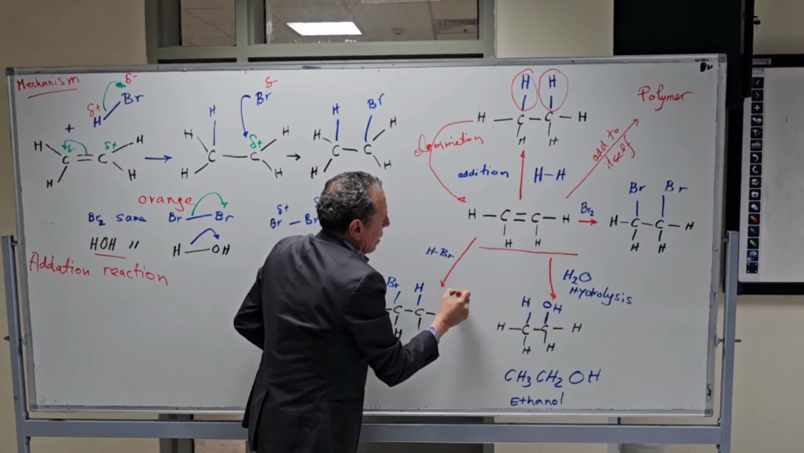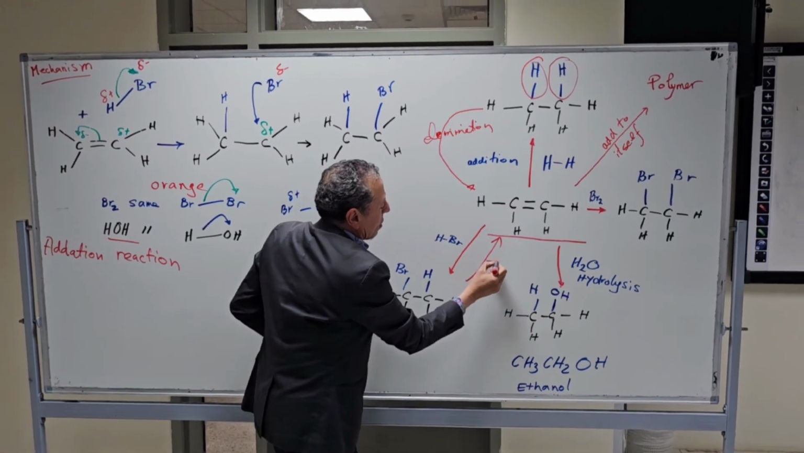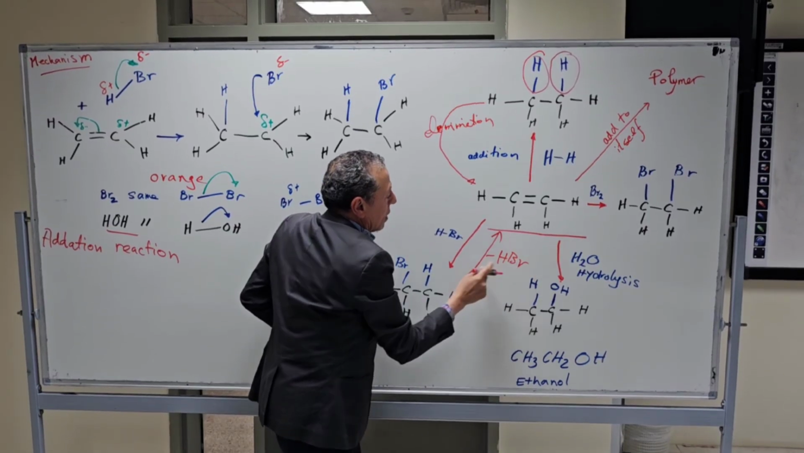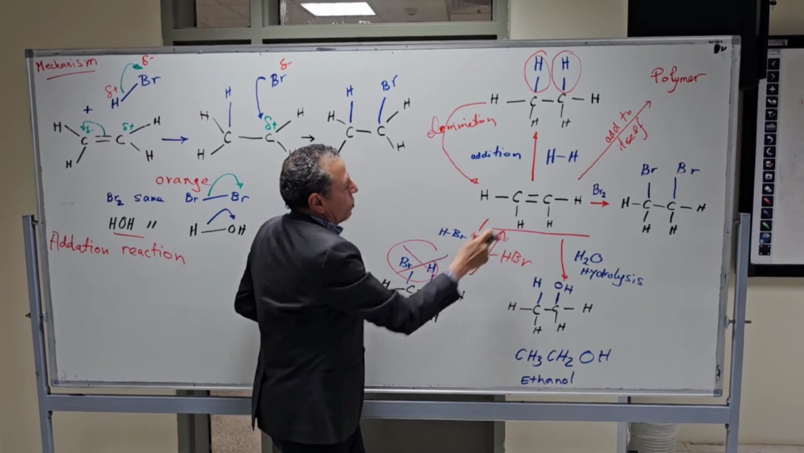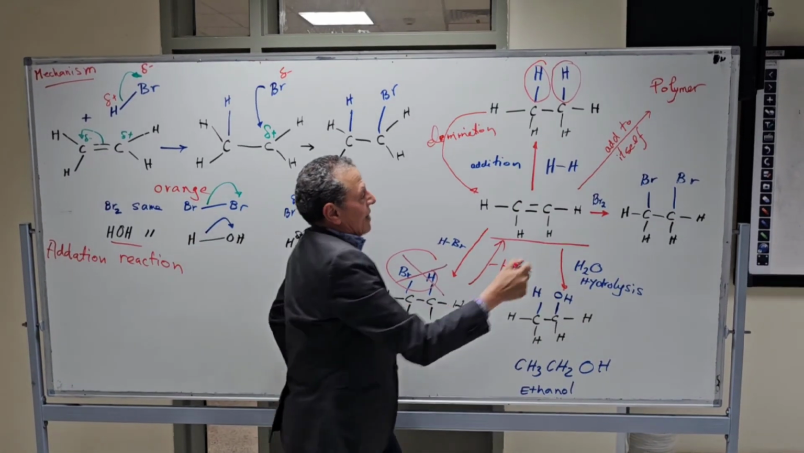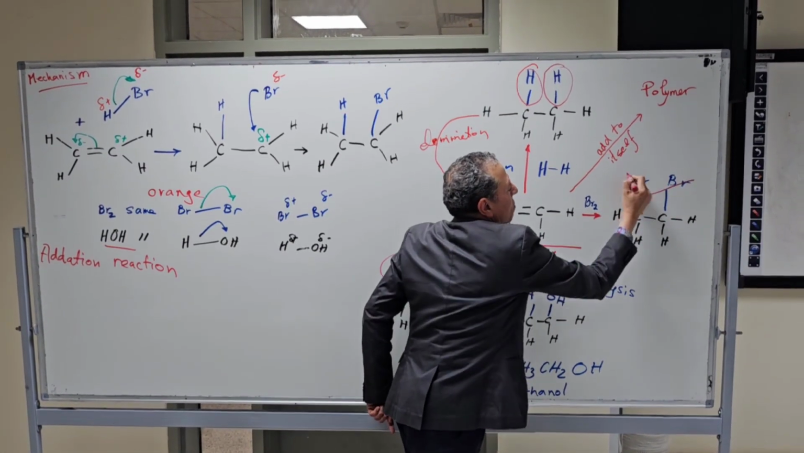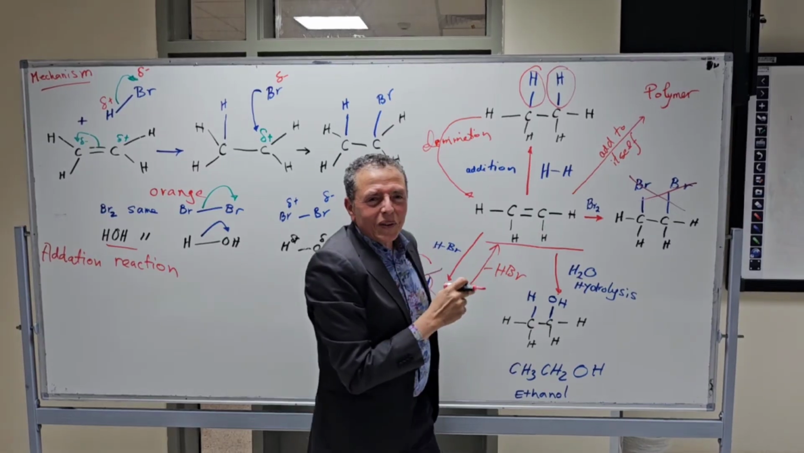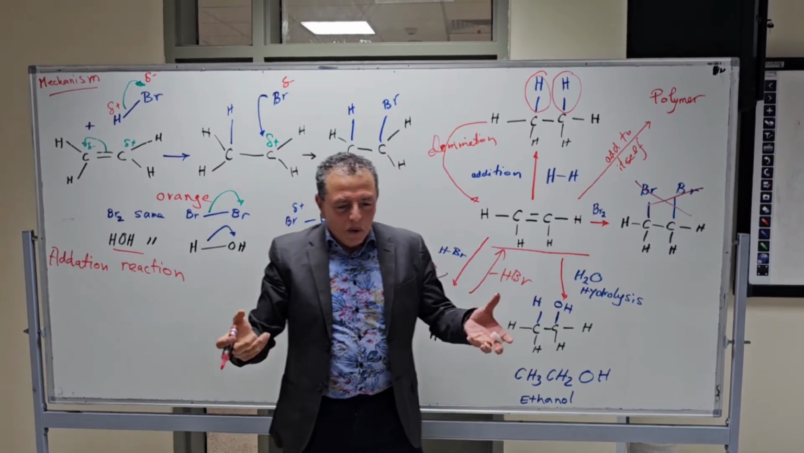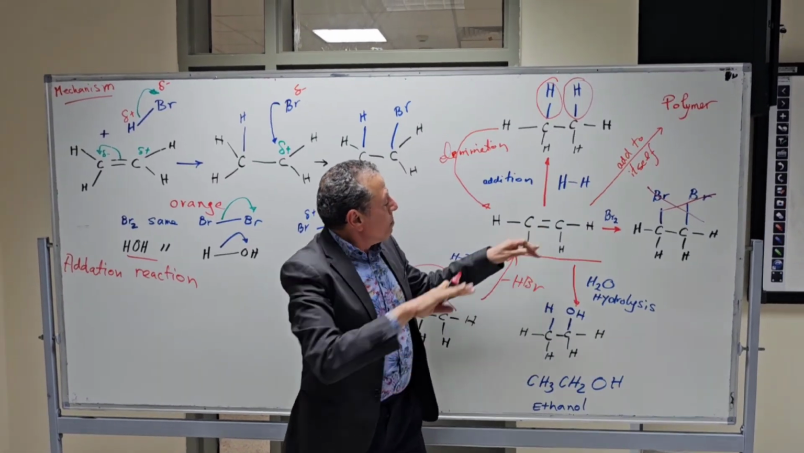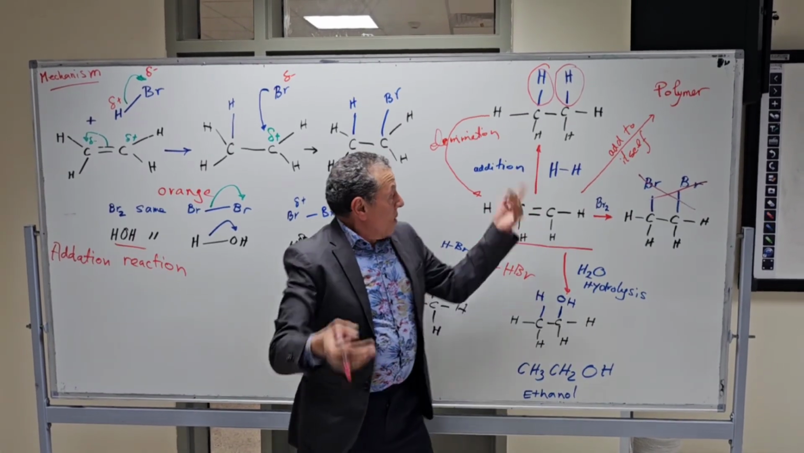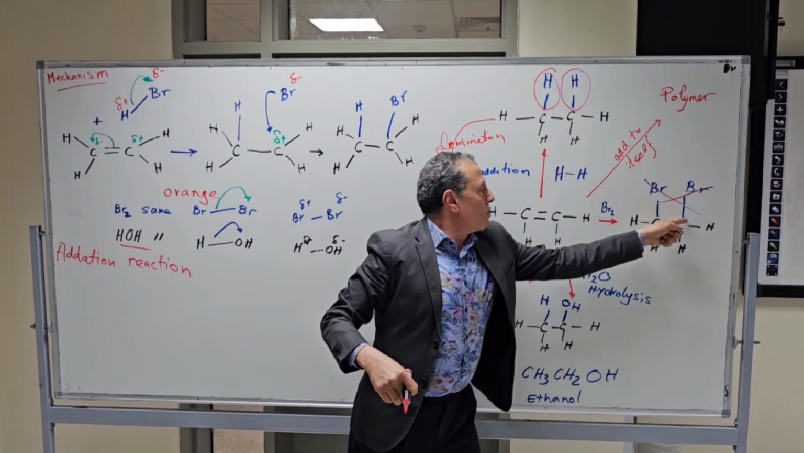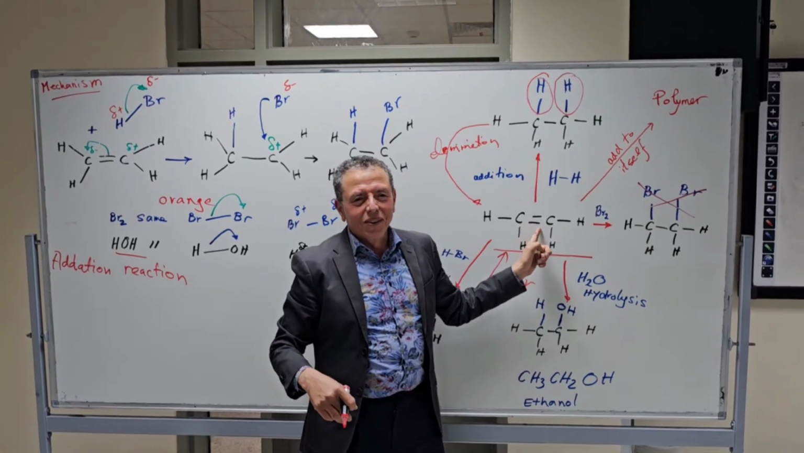The same here. If you remove HBr, minus HBr, H and Br will be removed, then you form the double bond. The same here, if you remove this bromine, it will form the double bond. Now you like chemistry, because addition means breaking of the double bond and adding to both sides. The opposite way, if you remove from both sides, you form the double bond.